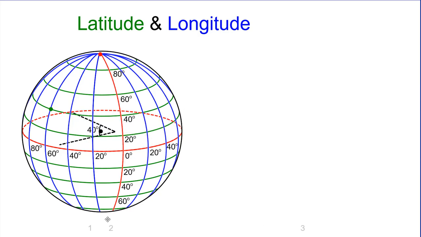Oh, yeah. So if we wanted to go to this point right here, and we wanted to name the latitude and longitude, first we would say the latitude. So how far up are we going? Well, we're on the 40th parallel. So that would be 40 degrees north. And then our longitude would be how far over west we're going, which would be 60 degrees west. So 40 north, 60 west.